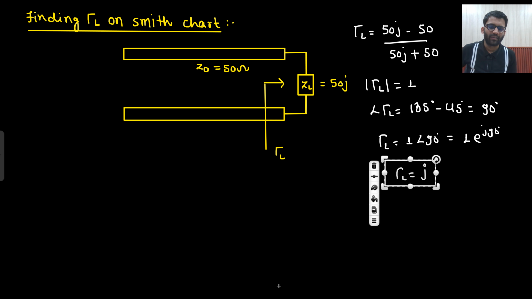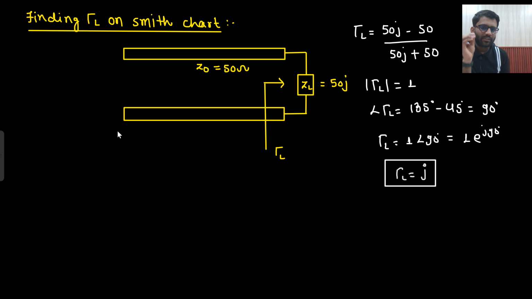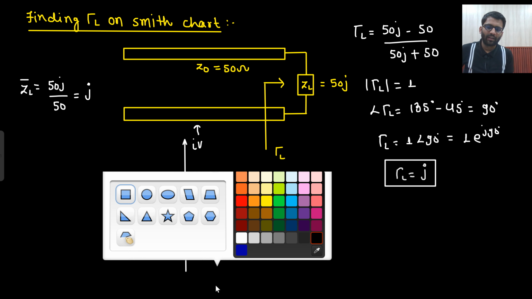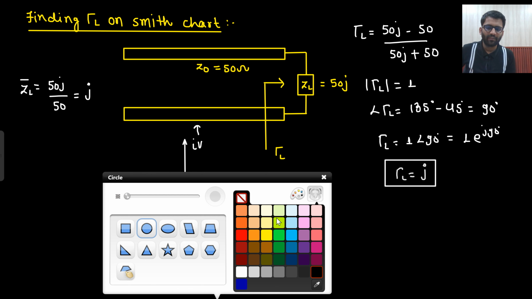This is our gamma L. Now if we are going to use the Smith chart, that means I need to find the normalized load impedance. What would that be? 50J divided by 50. That would be J only. Now what does the Smith chart tell? That on the complex gamma plane you have mapped the value of R and X. How have you mapped R? For R we know two circles. Majorly we remember two circles. What are those circles?